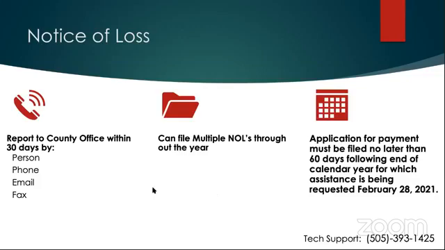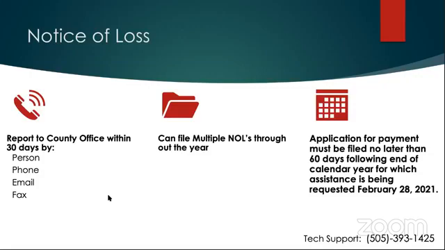You can file multiple notice of losses throughout the year, and then you can wait till the end of the year to file your application for payment. So we actually give you 60 days after the end of the calendar year to get all of your paperwork together and get it to us. So the deadline to actually apply for payment is February 28th of 2021. People get confused with deadlines and things of that nature.